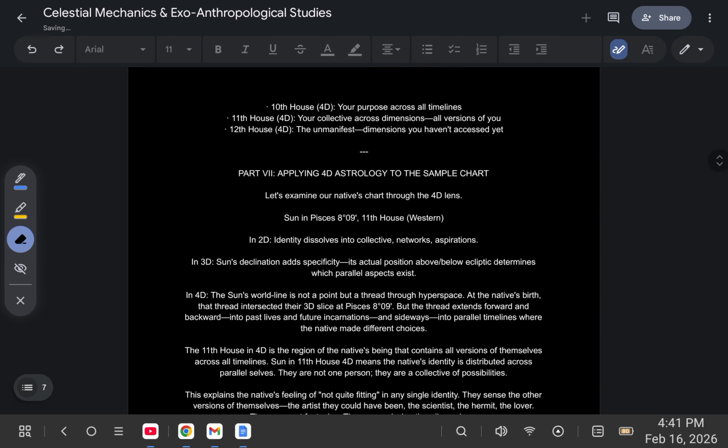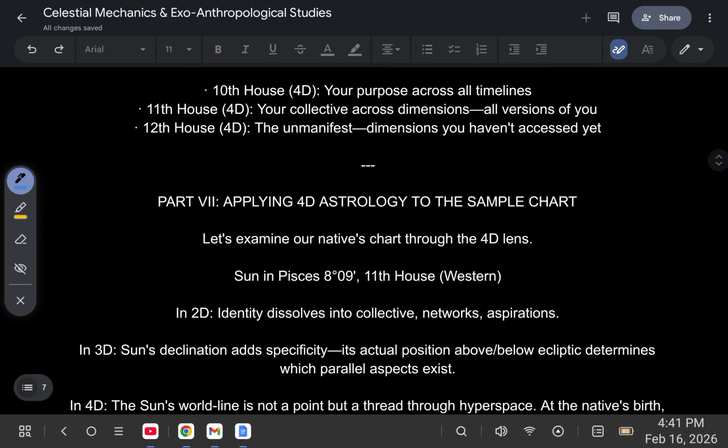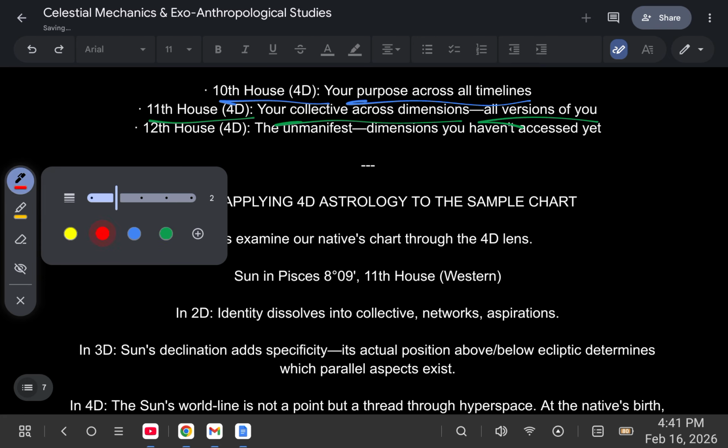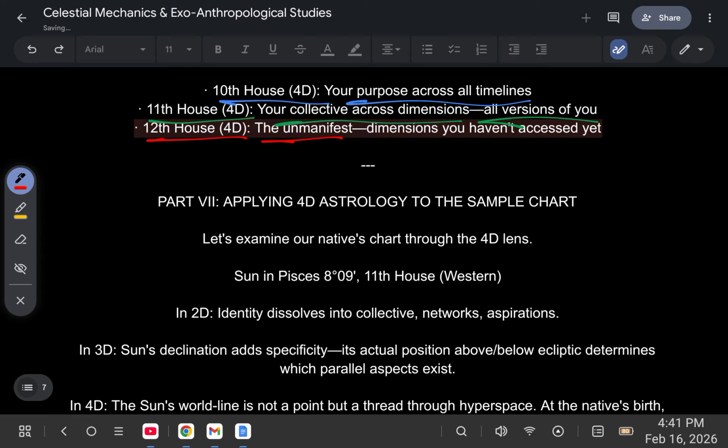Let's take a look at the 10th house in 4D, which is your purpose across all timelines. In the 11th house in 4D, your collective across dimensions, all versions of you. And finally, the 12th house in 4D, the unmanifest dimensions you haven't accessed yet.